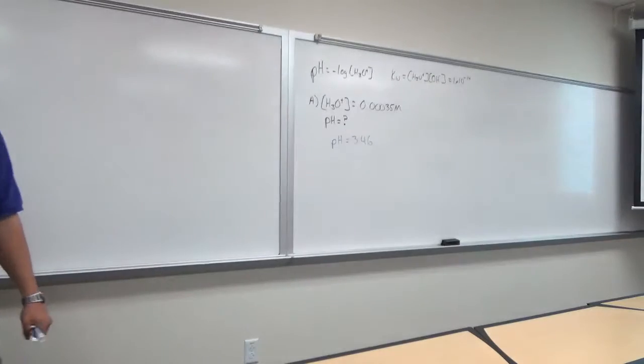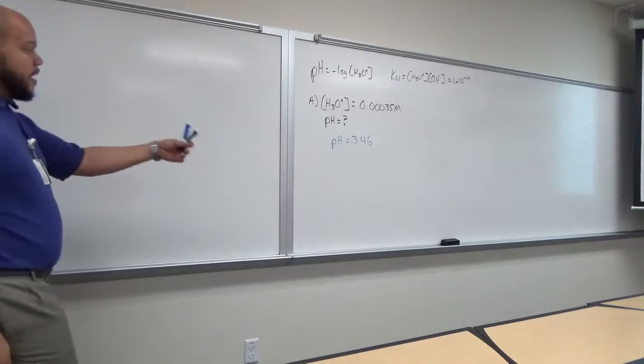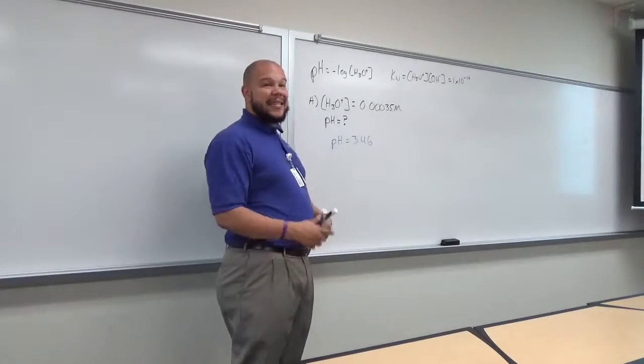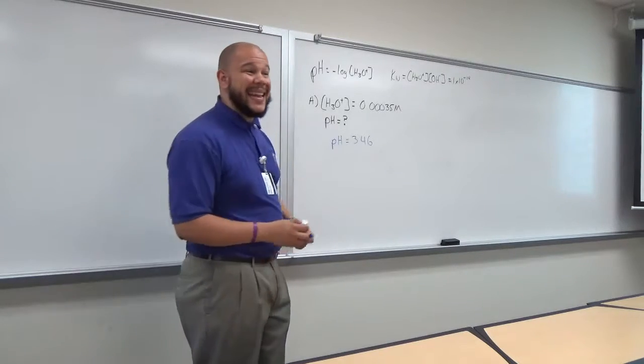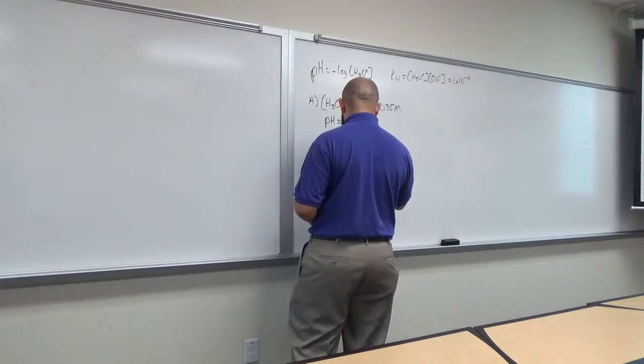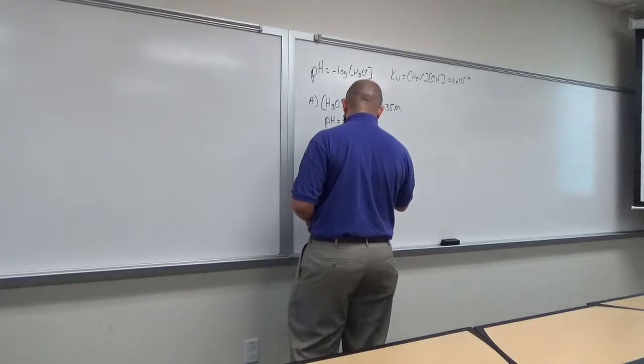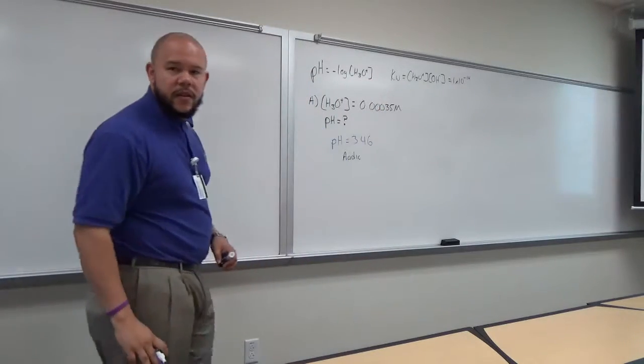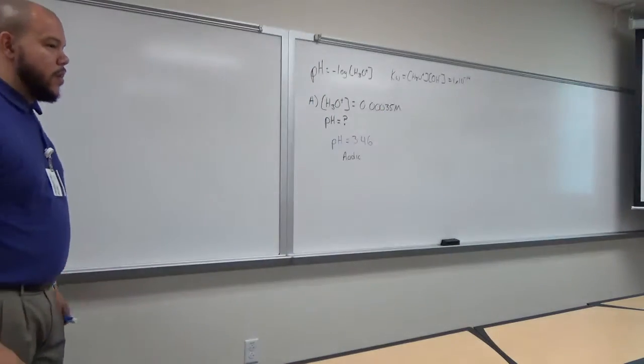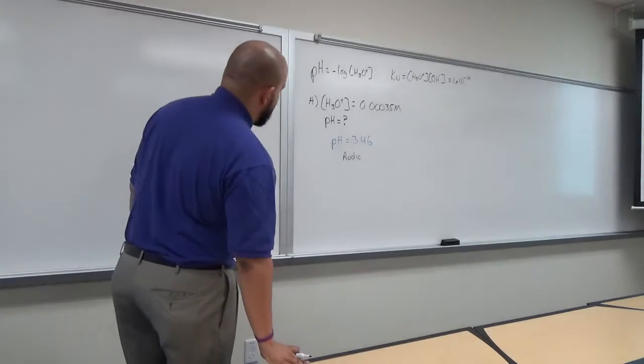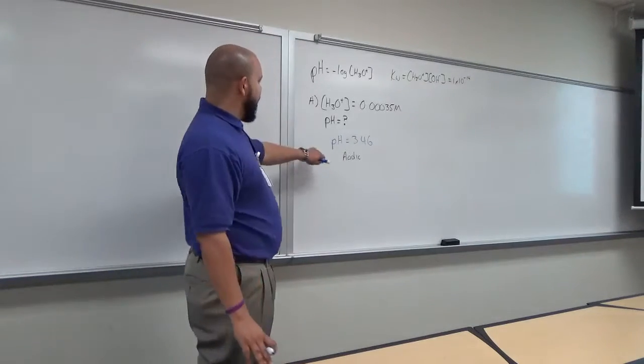3.46. Now, this pH being less than 7, we can describe this as being acidic. Right? We can describe this as being acidic. You can't put the minus sign. So we describe this as being acidic.